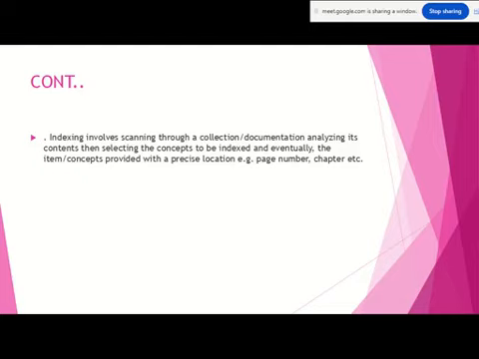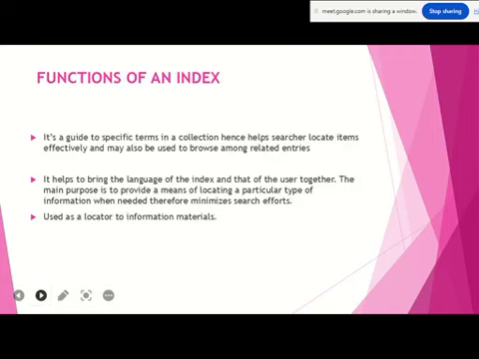Indexing involves scanning through a collection or documentation, analyzing its contents. Then you select the concepts to be indexed and eventually the item or concept is provided with a precise location, e.g. the page number or chapter. That is very important for us to note. Functions of an index as the last bit of our presentation.